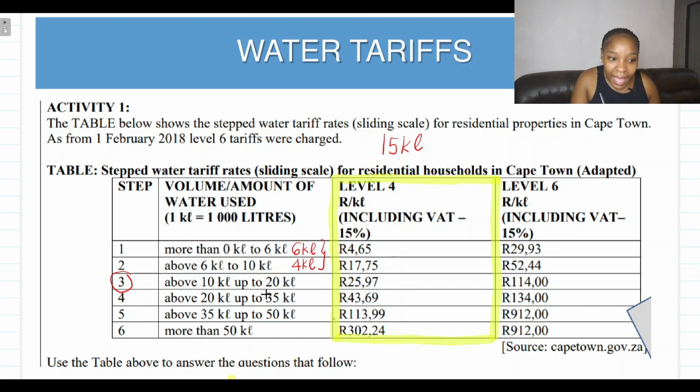Okay, so remember, in this third step, we said that it's 10 kiloliters of water. However, we're not consuming that full 10 kiloliters of water in this step. We're just consuming how many? 5 kiloliters of water, right? To take us to 15 kiloliters of water. So when we take 6 plus 4 plus 5, we are getting to that 15 kiloliters of water.